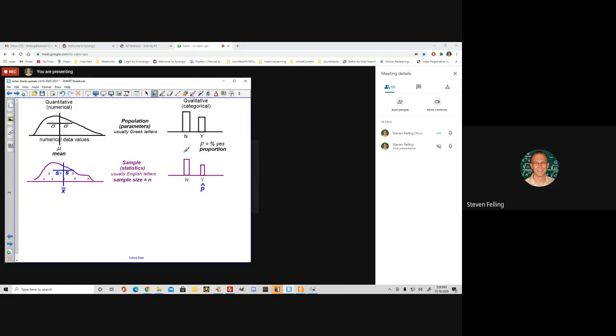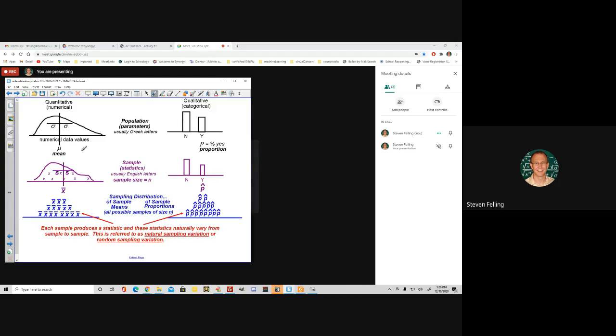Both of these are estimates of their parameters above, right? So there are two parameters over here: the mean and the standard deviation, estimated by x bar and s. And there's one statistic and parameter pair over here, just the percentage of yes, p and p hat.